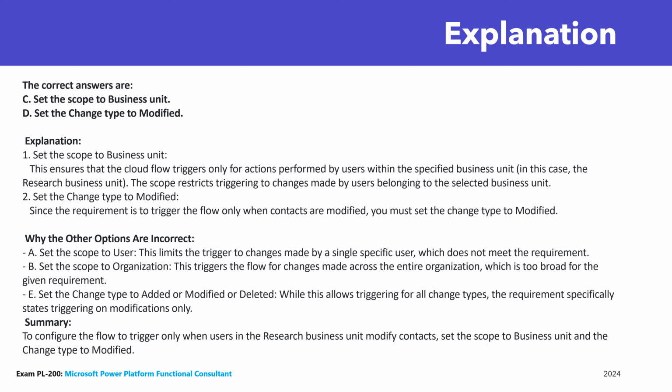E. Set the change type to added or modified or deleted. While this allows triggering for all change types, the requirement specifically states triggering on modifications only. Summary. To configure the flow to trigger only when users in the research business unit modify contacts, set the scope to business unit, and the change type to modified.